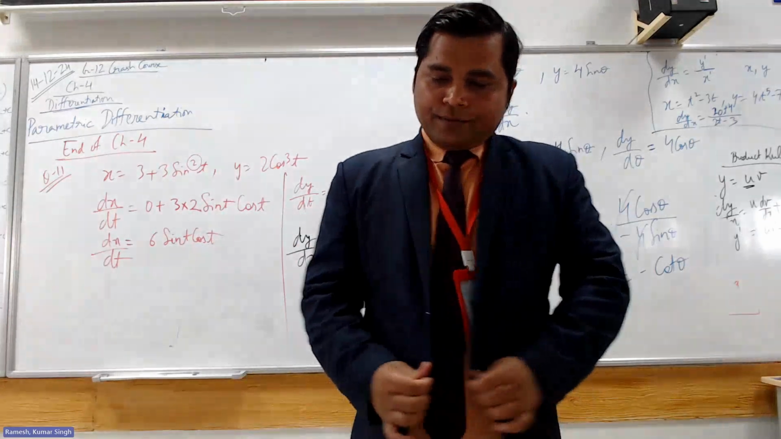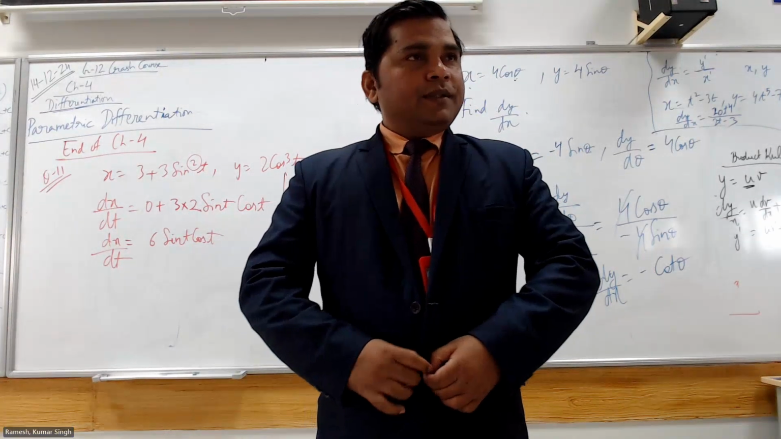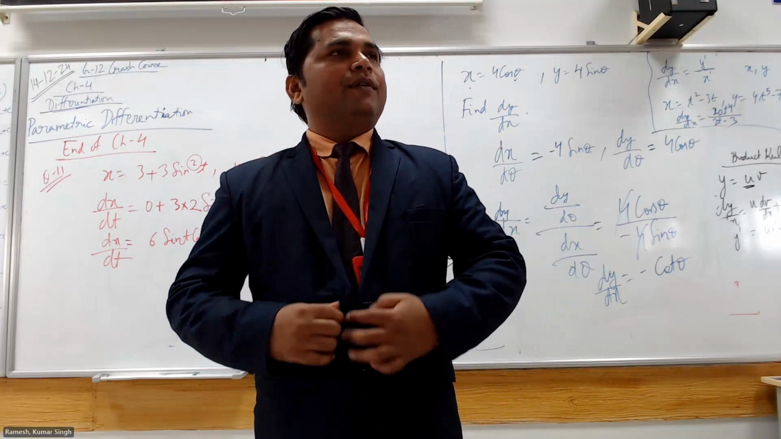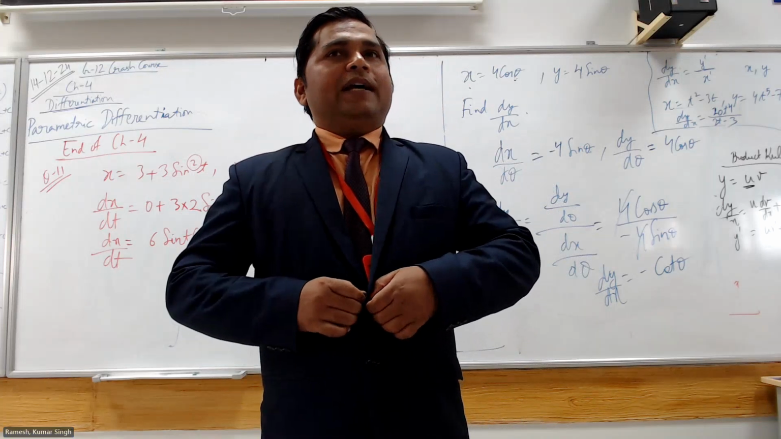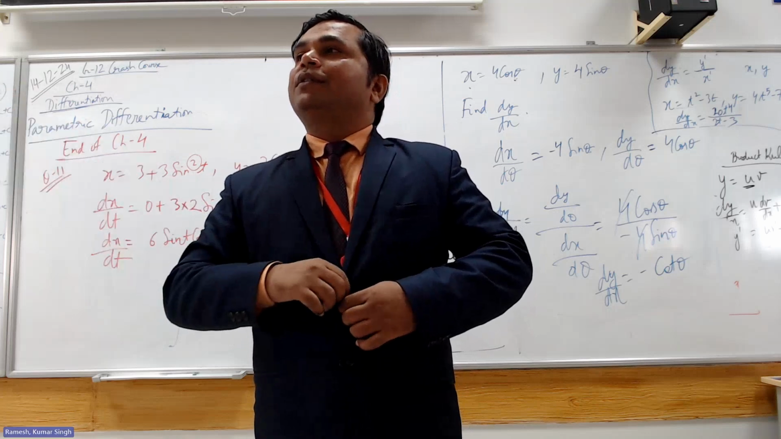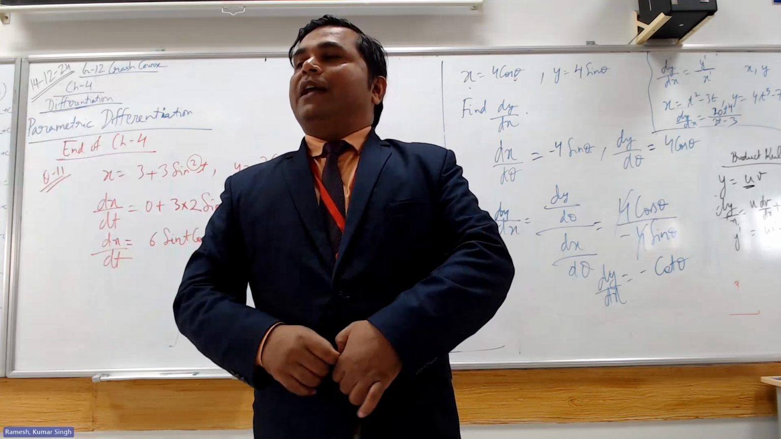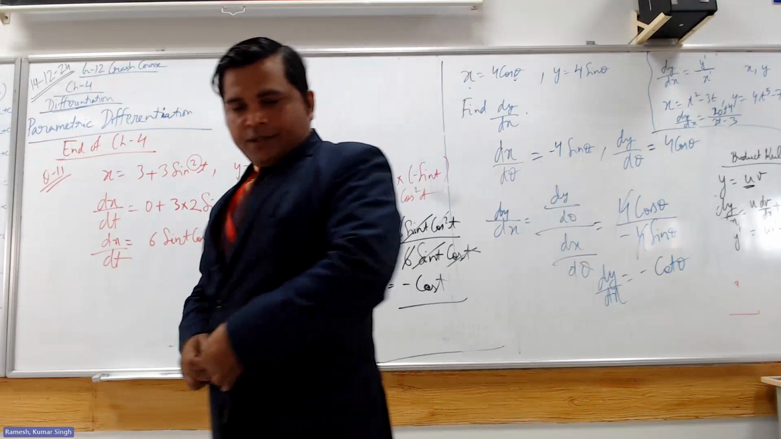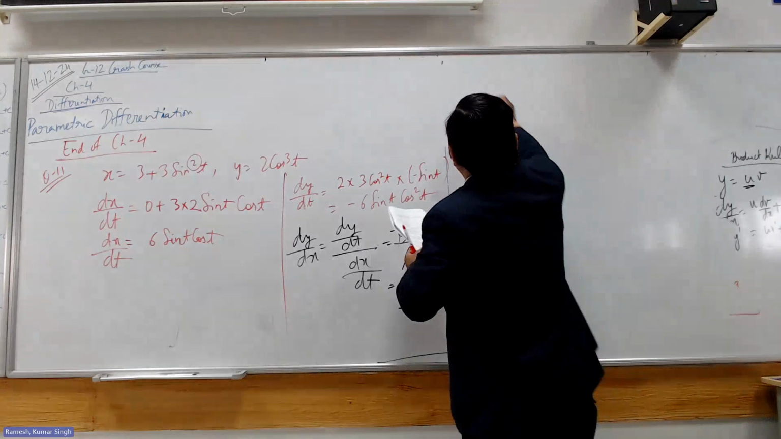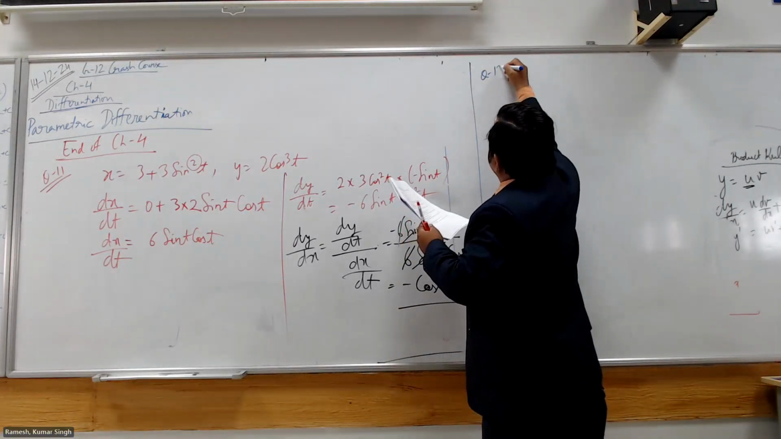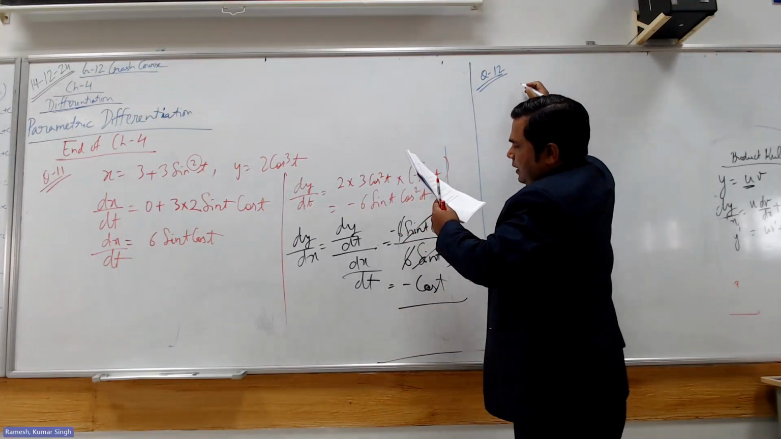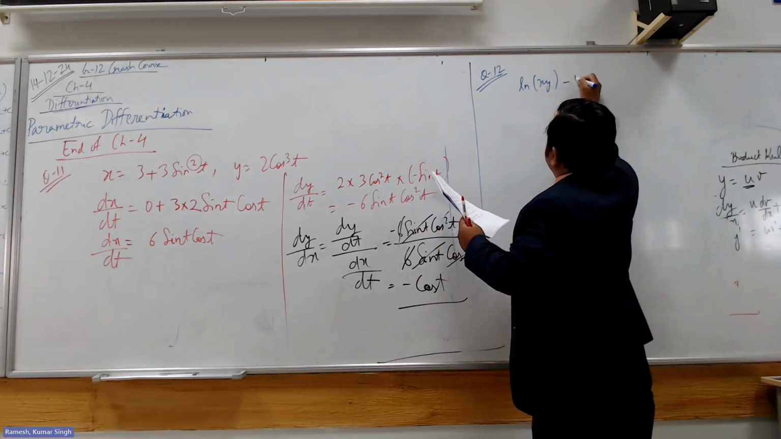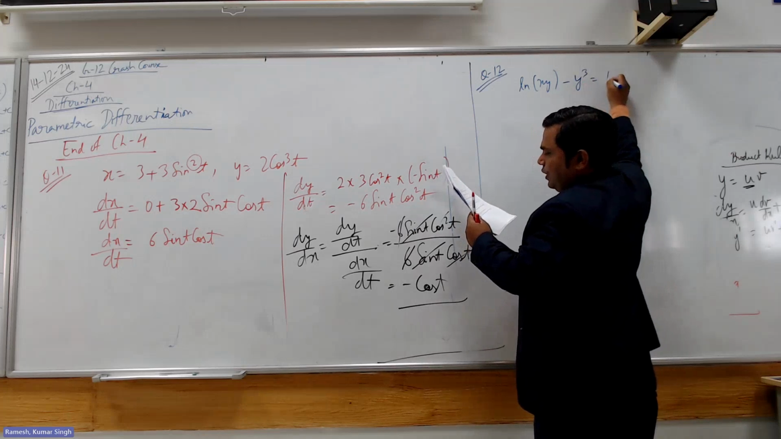Try 12. Easy question. So what kind of differentiation do you need to do in number 12? What kind of form? Implicit. So do implicit differentiation. Question 12: ln xy minus y cube equal to 1.